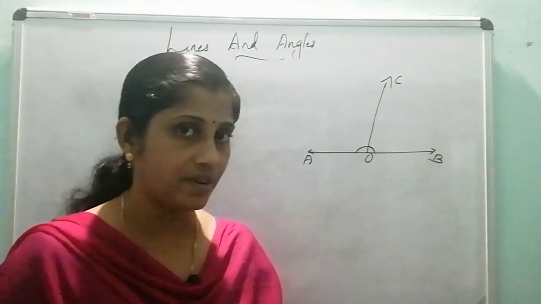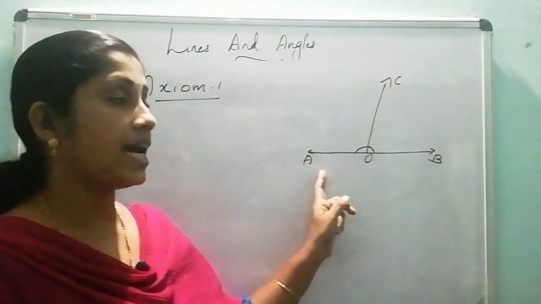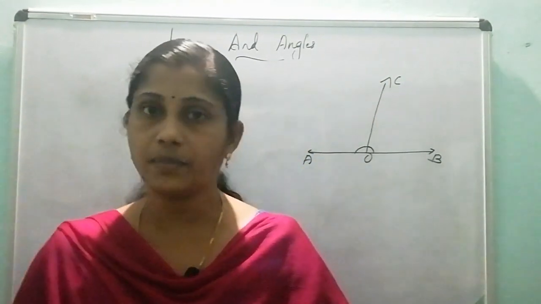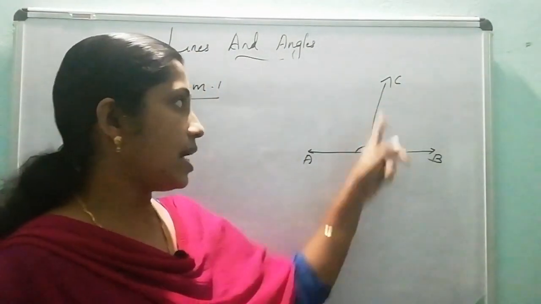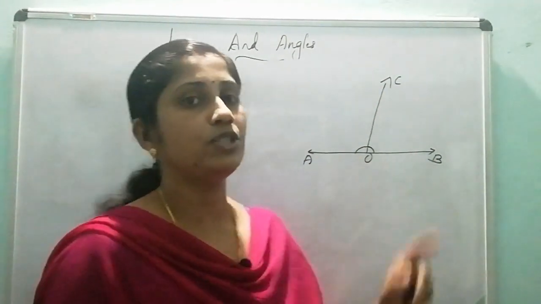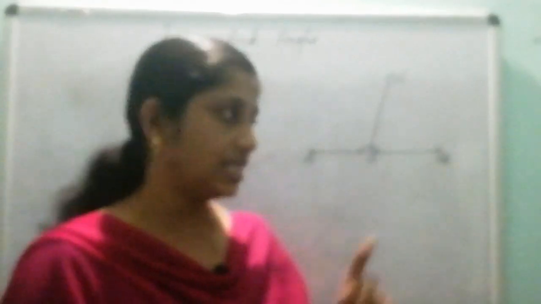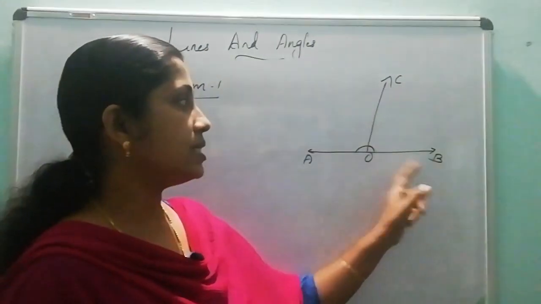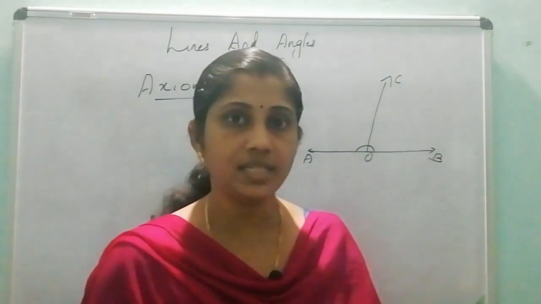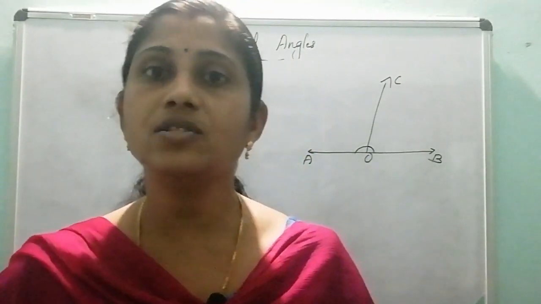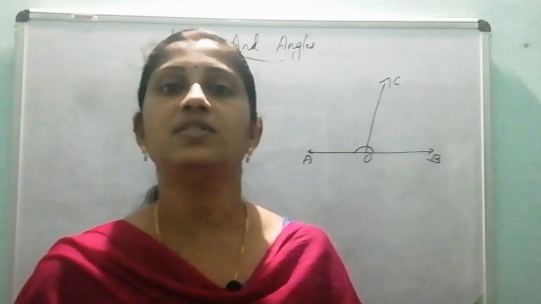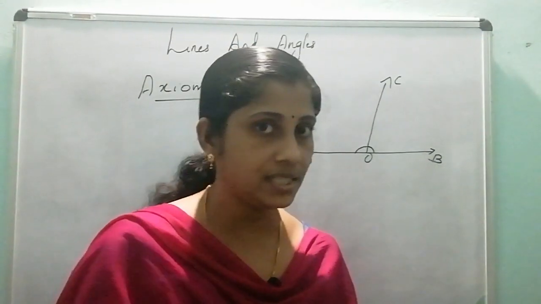That is, axiom one is, you have to study this axiom statement. If a ray stands on a line, then the sum of the two adjacent angles is 180 degrees. That is, angle AOC plus angle BOC is 180 degrees. That is the first axiom.